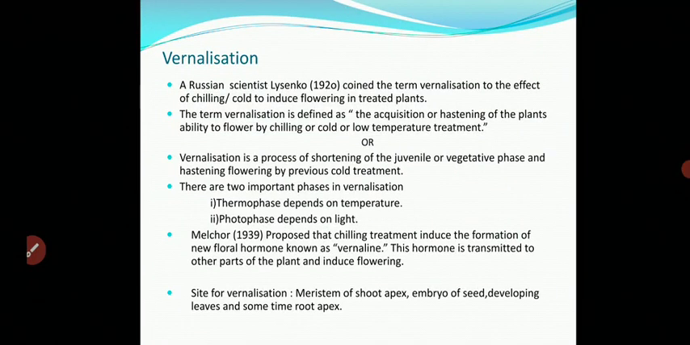In this video, we are going to discuss the last point from topic number 7, physiology of flowering, that is vernalization. A Russian scientist, Lysenko, in 1920 found that cold-requiring annuals and biennials can be made to flower in one growing season by providing low temperature treatment to young plants or moistened seeds.